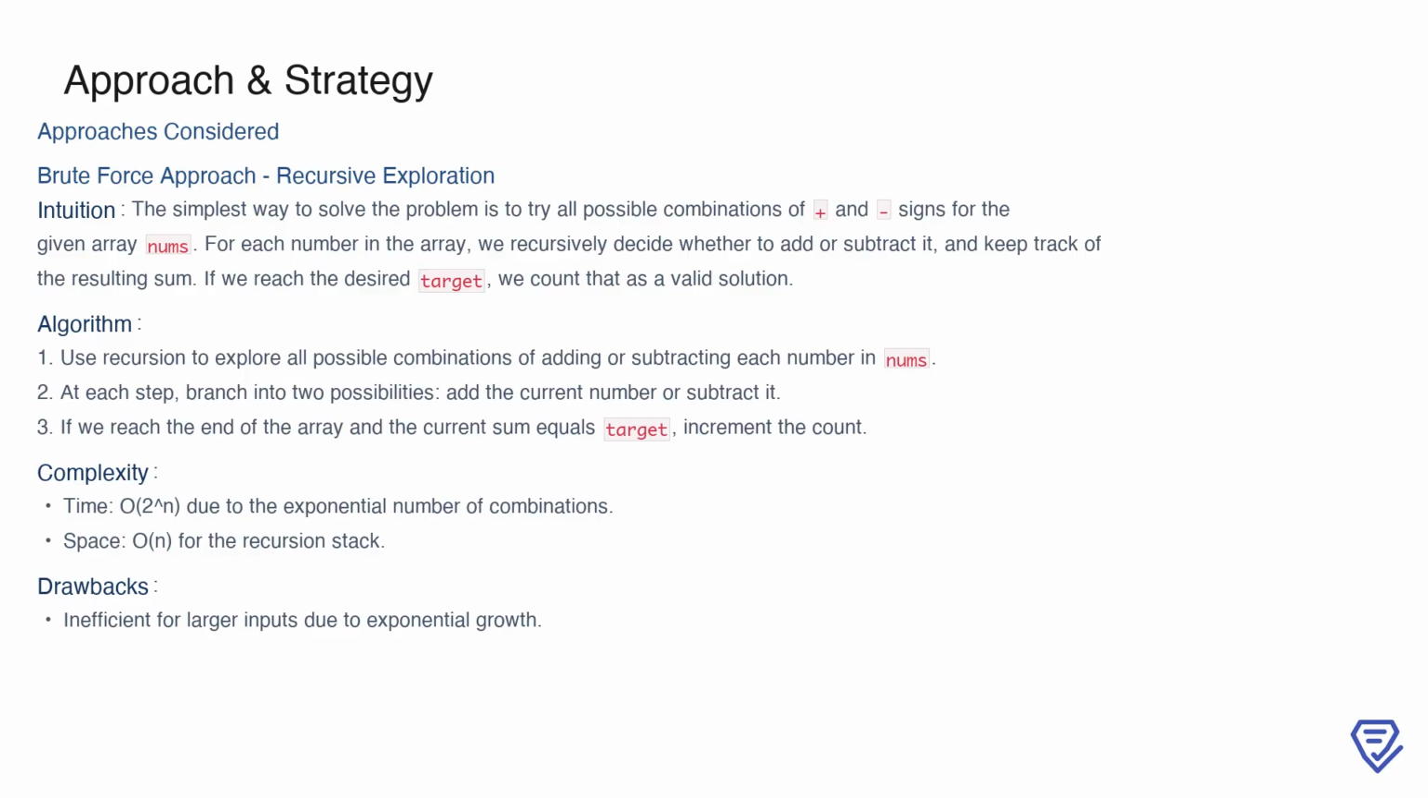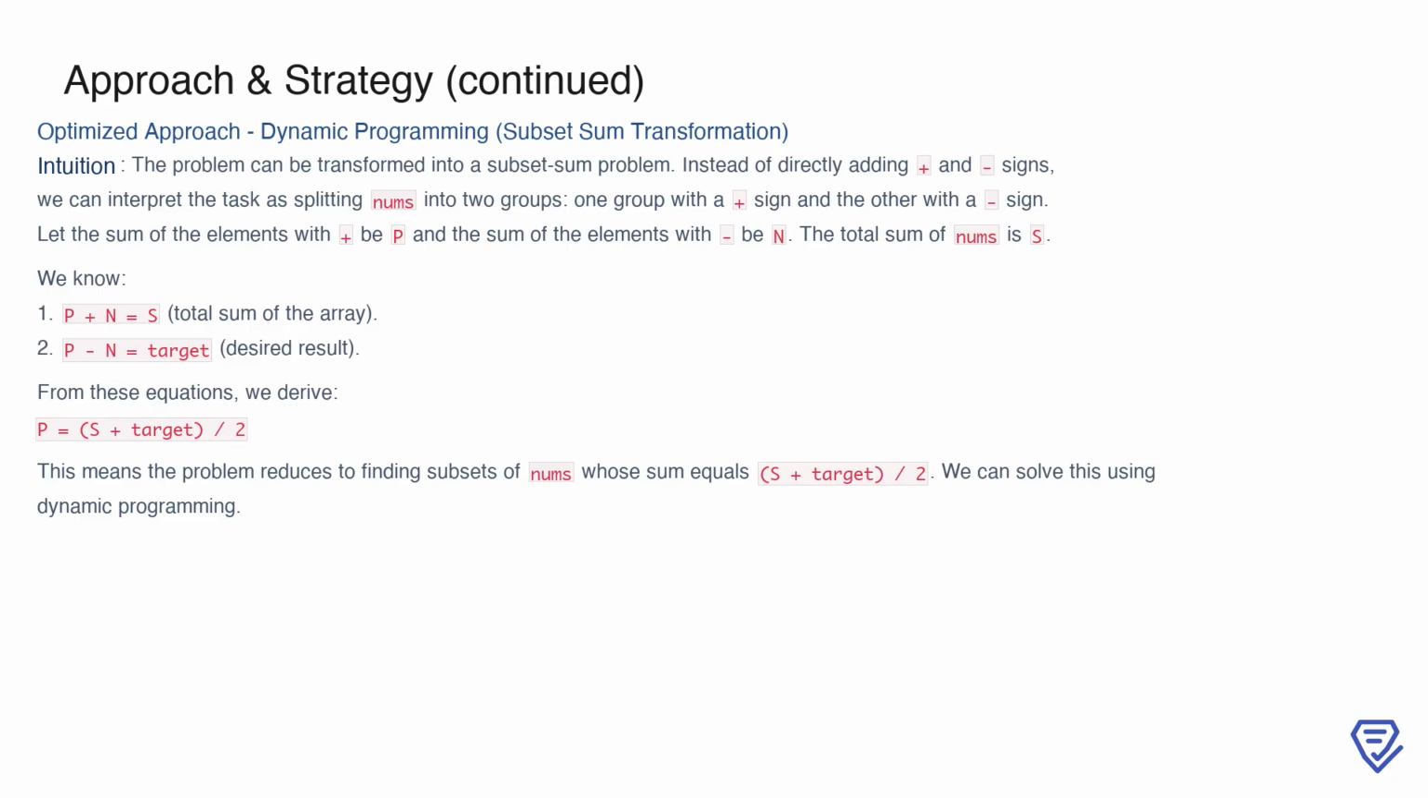While this approach is intuitive, it has significant limitations. The time complexity grows exponentially, O(2^n), because we are exploring all possible combinations of signs. Additionally, the recursion stack requires O(n) space. For larger inputs, this method becomes inefficient and impractical due to the sheer number of combinations that need to be explored. To improve efficiency, we can use an optimized approach based on dynamic programming by transforming the problem into a subset sum problem.